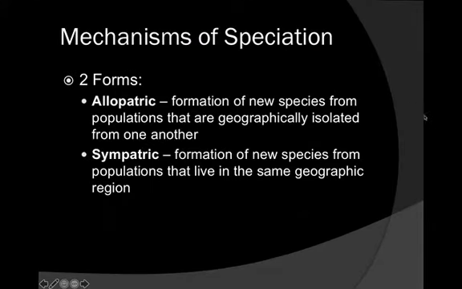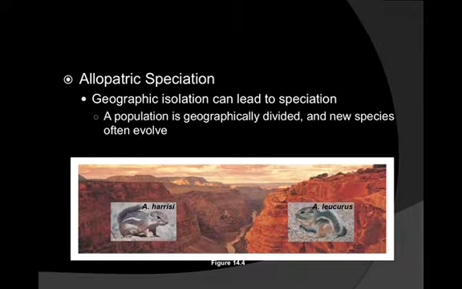So now we are going to discuss mechanisms of speciation. There are two forms. We have allopatric, the formation of a new species from populations that are geographically isolated from one another. And then we have sympatric, which is the formation of a new species from populations that actually live in the same geographic region.